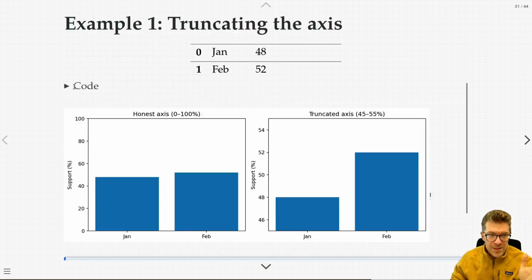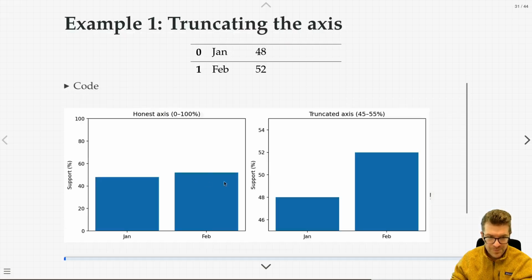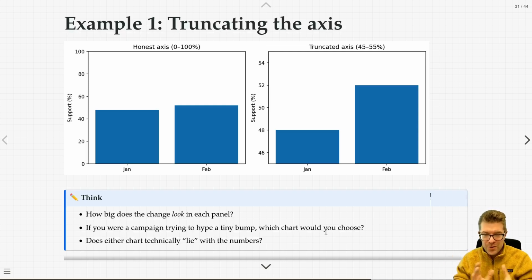If you visualize these two things, you can change the y limits from 0 to 100 or 45 to 55. And again, you get either very little difference between January and February or an awful lot of difference between January and February, depending on whether or not you've zoomed in. So how big does the change look in each panel? If you're trying to hype up the difference, which of these two graphs is telling you the biggest difference? And are any of these graphs lying? And in which direction are these graphs lying, quote unquote, with the numbers?